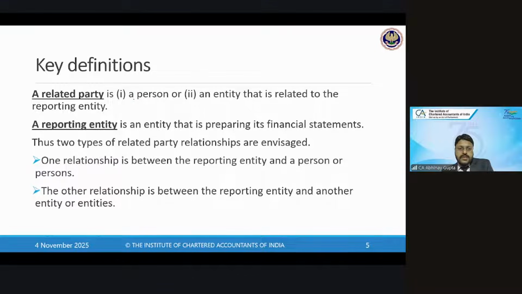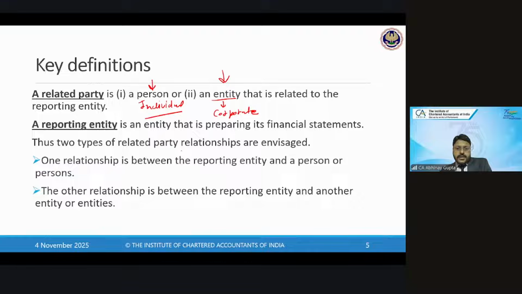So the standard has given a definition of the related party. The related party can be of two types. Number one, an individual, right? Or number two, an entity, that is a corporate. Correct. So there could be only two types of related parties. Either it could be an individual, right? Or it could be another entity, right?